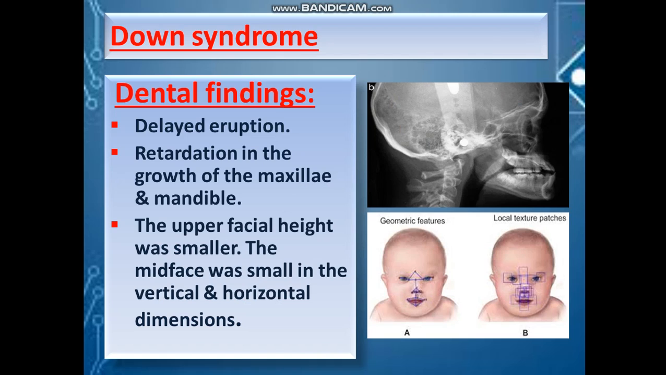Retardation in the growth of the maxilla and the mandible. If we see the first picture, we find that the maxilla and the mandible appear to be smaller than normal in the vertical and horizontal dimensions. The face of a normal person is divided into 3 equal heights: the upper, middle, and lower facial heights. In patients with Down syndrome, the upper facial height is smaller, and the mid-face is small in the vertical and the horizontal dimensions.